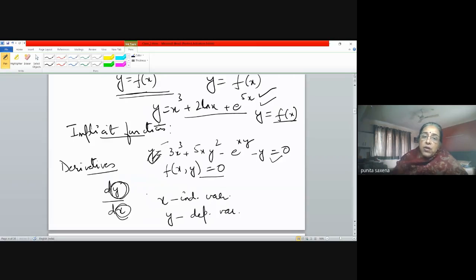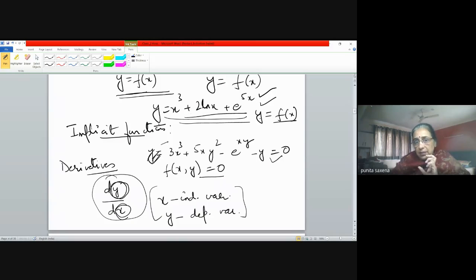That means we have to study how y behaves when there is a change in x, right? That is why the only thing we must know is which is your independent variable and which is your dependent variable. As far as this expression was concerned, not a big deal, because y was simply a function of x. We can directly find dy by dx, right?